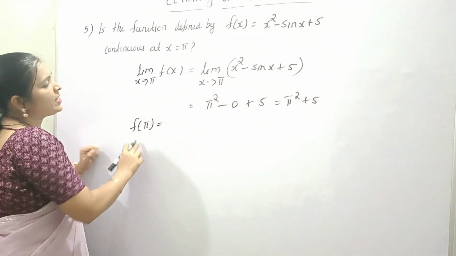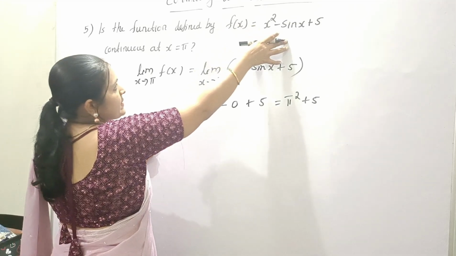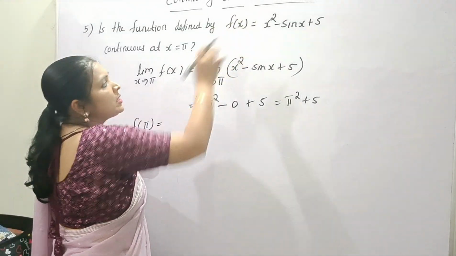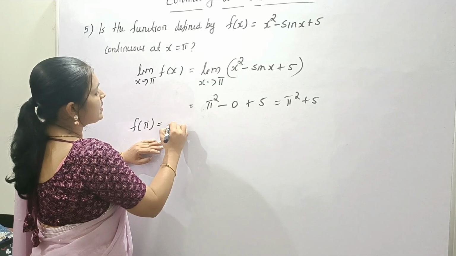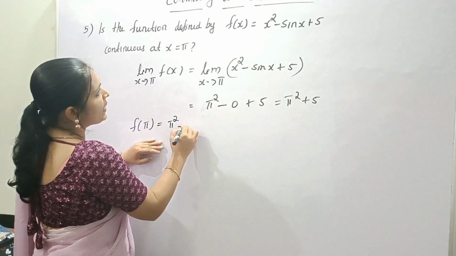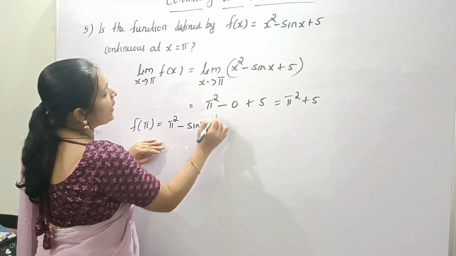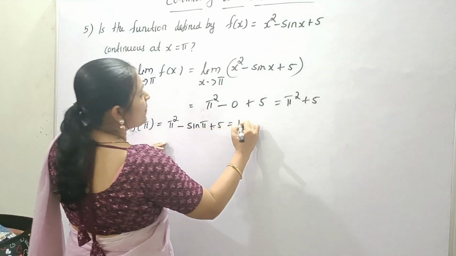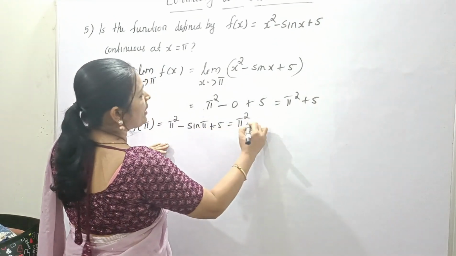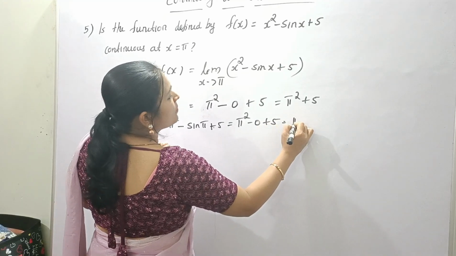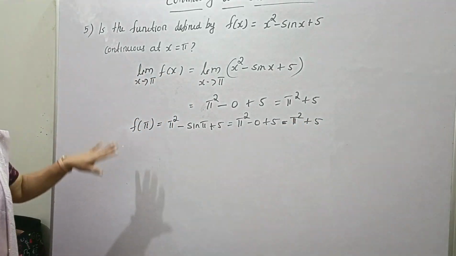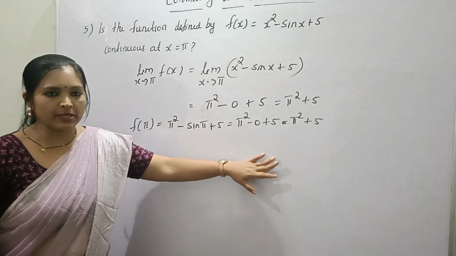What is f of pi? f of x is this one. So substitute x is equal to pi in the given function, that is pi square minus sin pi plus 5, which is equal to pi square minus 0 plus 5, pi square plus 5. So we have got f of pi is equal to pi square plus 5.